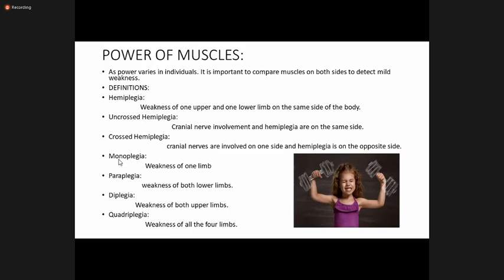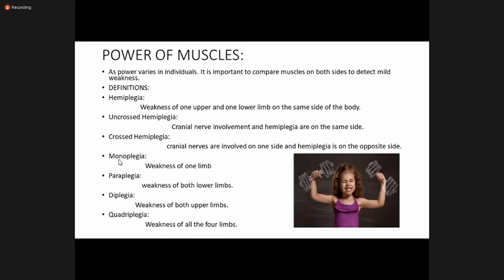In uncrossed hemiplegia, the cranial nerve involvement and hemiplegia are on the same side. In crossed hemiplegia, the cranial nerve is involved on one side and the hemiplegia is on the opposite side. Like the facial nerve or trigeminal nerve might be affected on the right side, and you have a weakness noticed in the left upper and left lower limb. So that's a crossed hemiplegia.